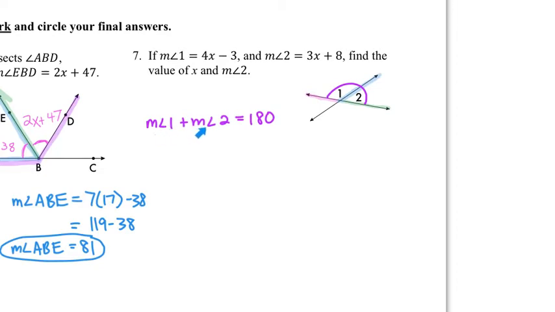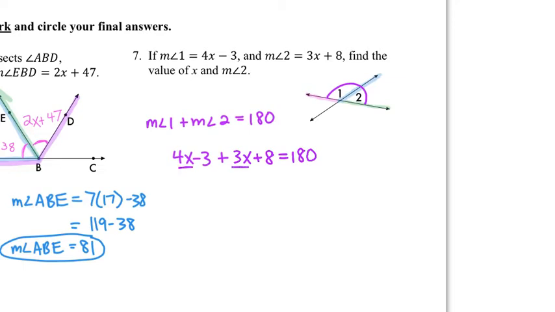So measure of angle 1 plus measure of angle 2 equals 180. Measure of angle 1 is 4x minus 3. And then we're adding to that, right? This plus sign is this plus sign. Measure of angle 2, which I told you is 3x plus 8, equals 180, and we're going to solve.